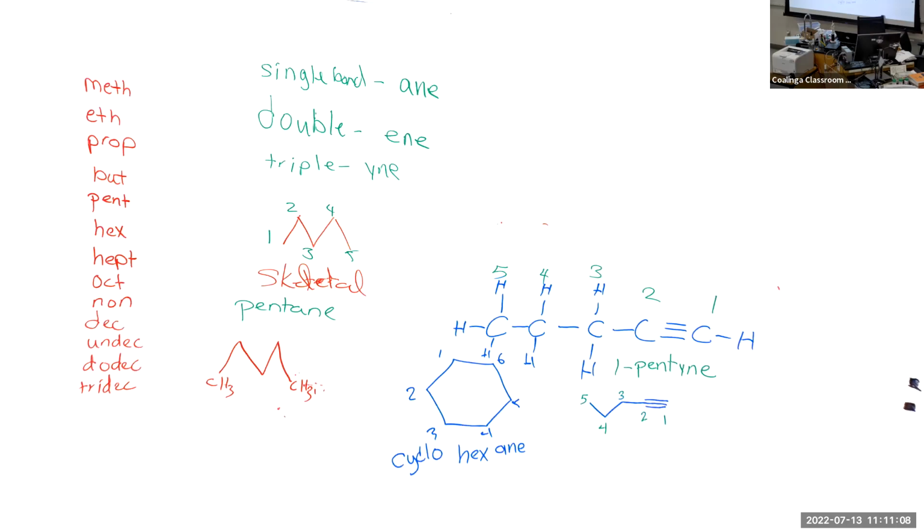Everybody got this down? So what is that? It's pent because there are 5 carbons, and yne because of the triple bond. That's right, because there's at least one triple bond. And then there's a 1 in front of it because it's at the first carbon. This is the same thing that I did, except this is just the expanded structure, and this is the drawn structure.